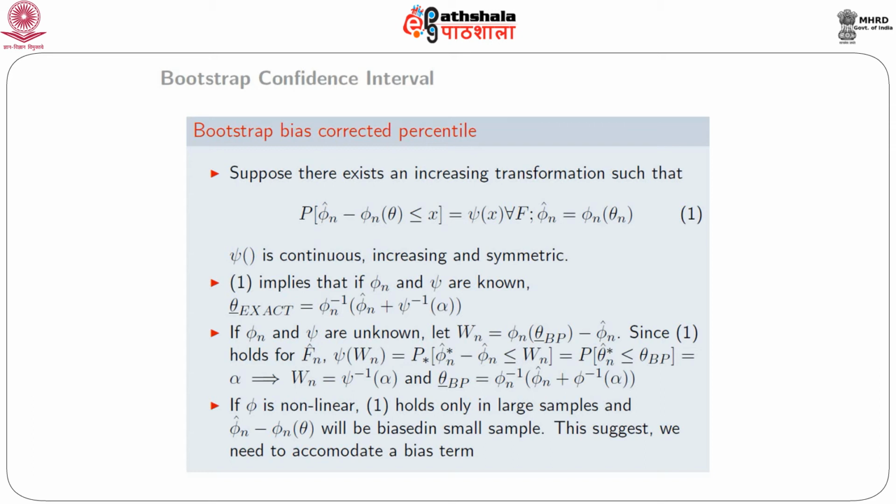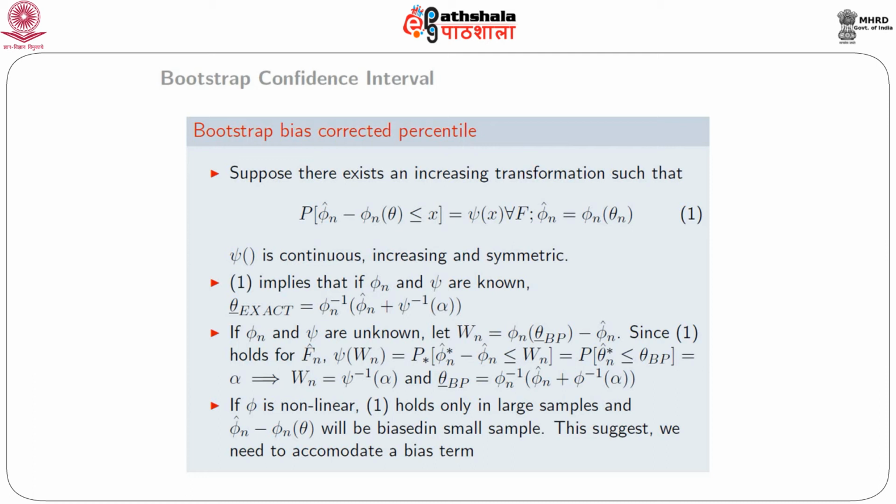So, ψ(W_n) is P*(φ_n*(θ̂*) − φ_n(θ̂) ≤ W_n) is equal to θ_n* less than or equal to θ_BP, which is equal to α, which implies W_n is ψ inverse α. And the lower bound, that is θ lower bar BP, is ψ_n minus 1 φ_n inverse φ_n hat plus ψ inverse α, which is equal to θ exact.